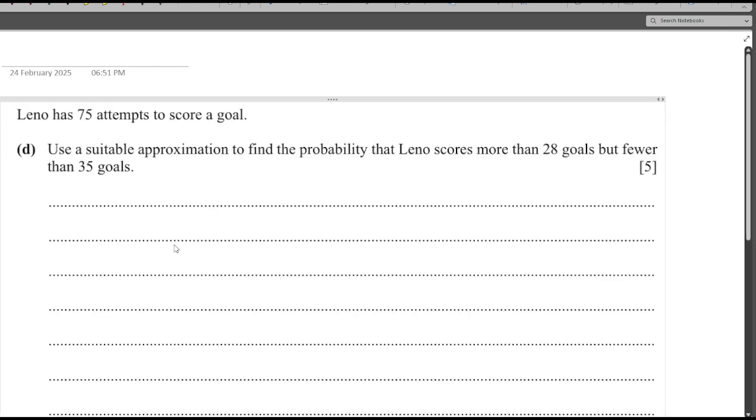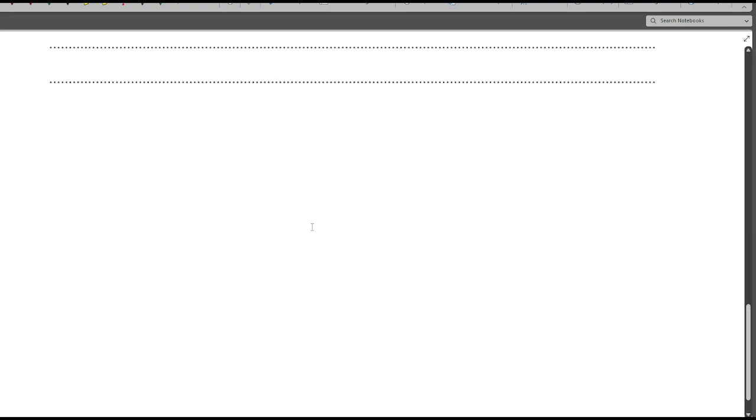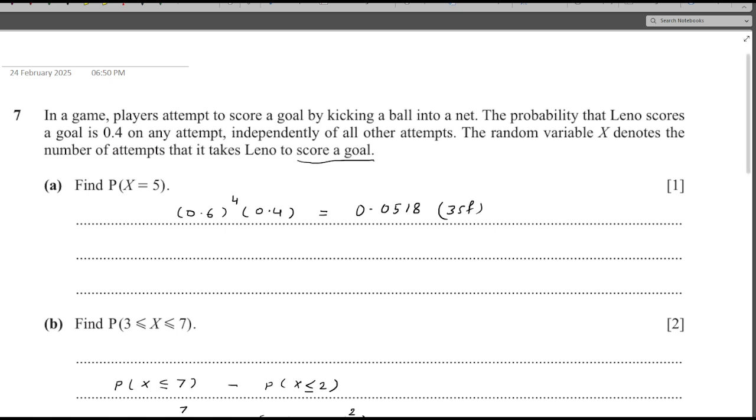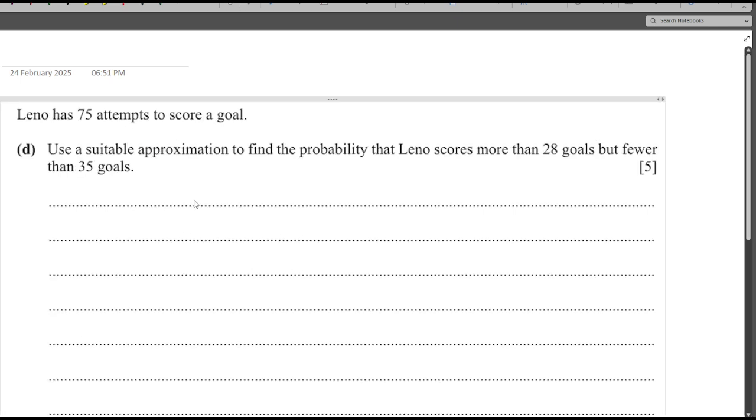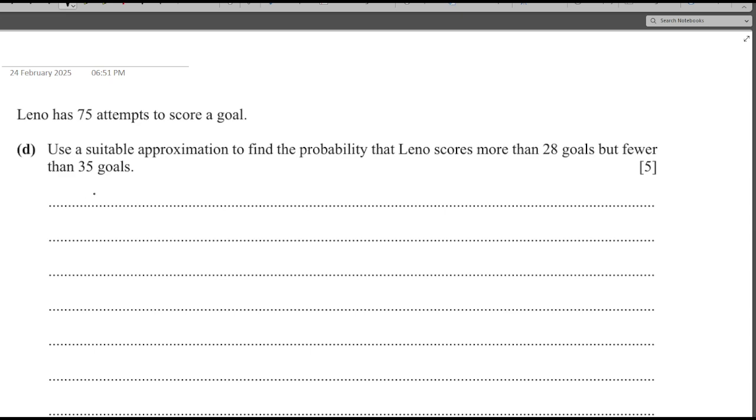Okay, now we have one more question here. Lino has 75 attempts to score a goal. Use a suitable approximation to find the probability that Lino scores more than 28 goals but fewer than 35 goals. Okay, now what is the possibility of scoring a goal? It is 0.4. So here I will say that my P, possibility of scoring a goal, is 0.4.